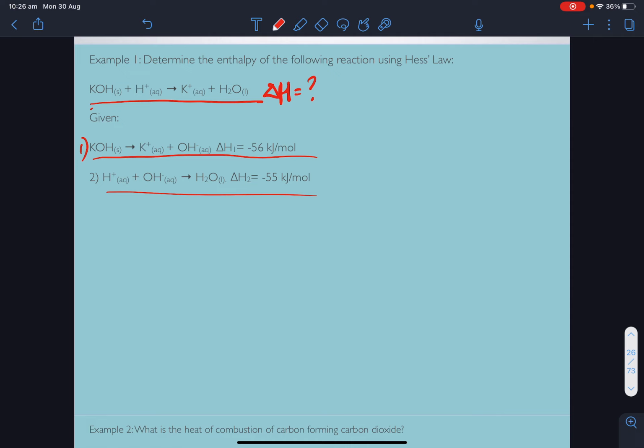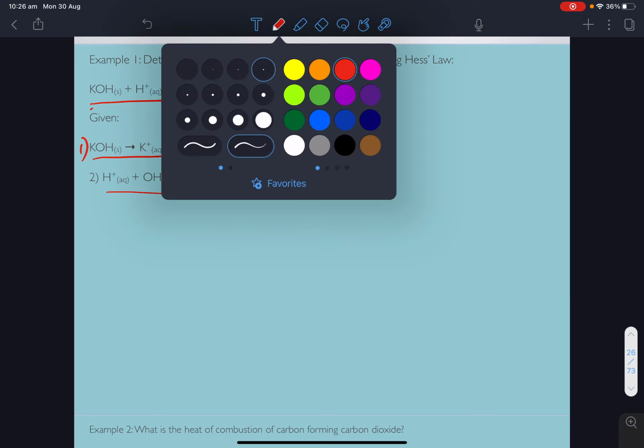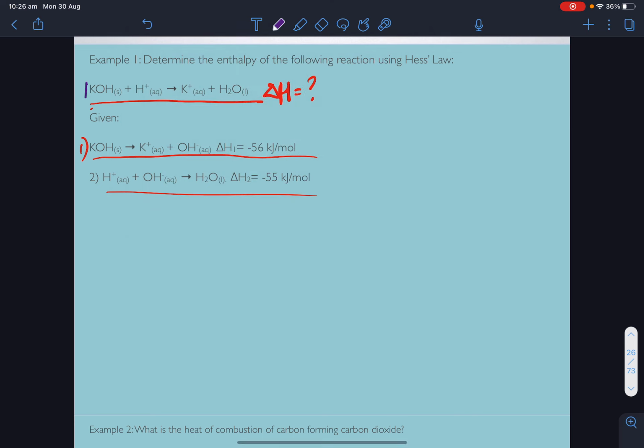So what I'm going to do is find some combination that I can put 1 and 2 into to give me that initial one, okay? And what I can notice straight away is, on the left-hand side here, I've got potassium hydroxide. Now, in the 2 equations below, number 1 has potassium hydroxide solid on the left. So what I'm going to say is, I want number 1 as it is, okay?